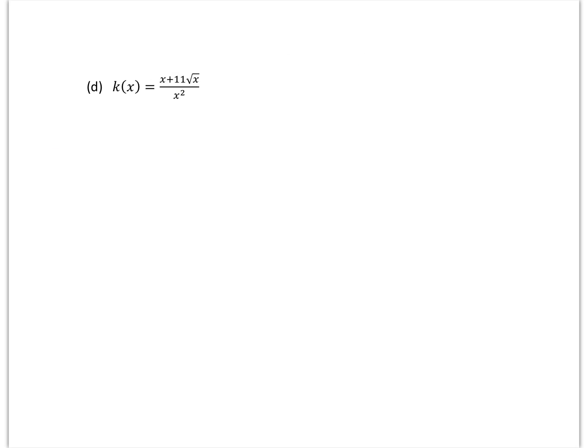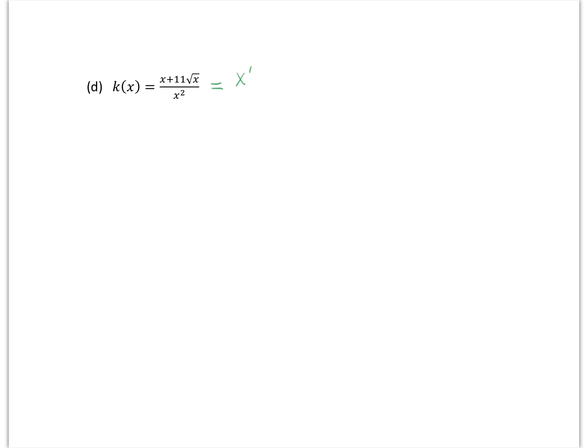Okay, for this one, I want to find the derivative of k. It looks like a quotient, and it is a quotient. It's a function divided by a function. And I could use the quotient rule, and I will get the correct answer if I do that. But there is a much easier way to do this problem by breaking this quotient apart into the sum of two fractions. Okay, so I can divide that x squared into each term of the numerator.